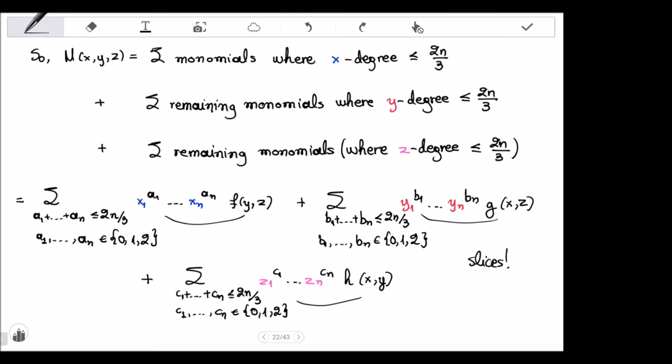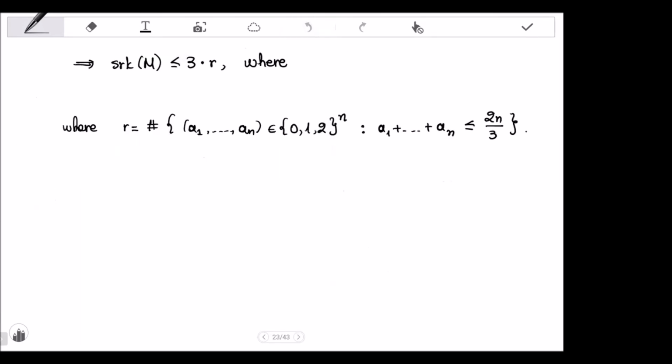So it's at most 3 times the number of admissible exponents here. They're all the same in all 3. So it's at most 3 times each one. And here I've written that the slice rank of n, which of course, remember, was the size of our cap set by the slice rank lemma, which we didn't prove, that this diagonal tensor has rank at most 3 times r, where r is the number of monomials we're adding up. And these are exactly those with exponents adding up to at most 2n/3, and each exponent is either 0, 1, or 2.